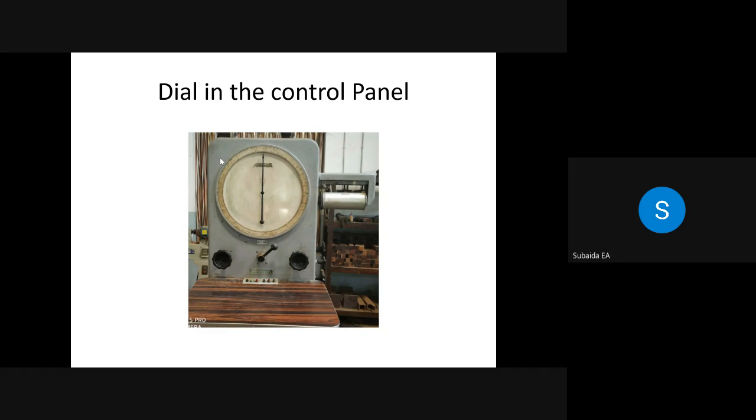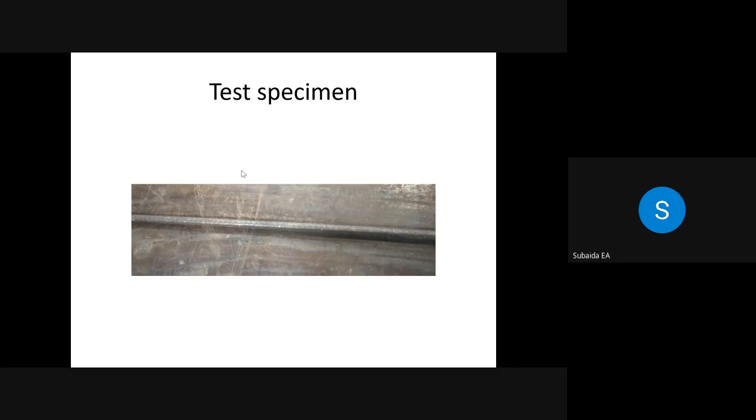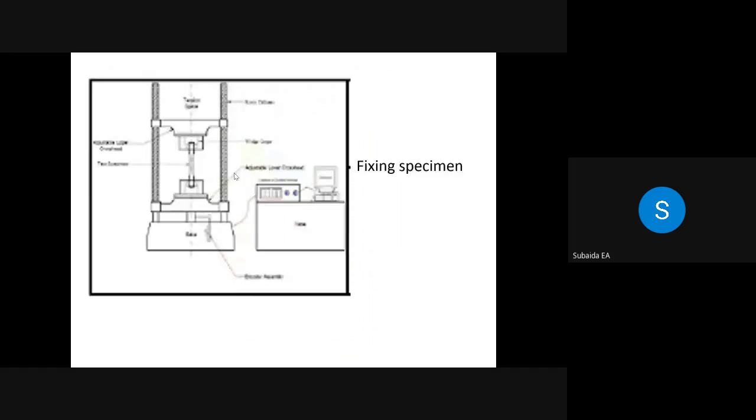The value of extension and the corresponding load is required for calculating the modulus of elasticity. That is required only up to the proportional limit. Beyond that, we will remove the extensometer, then allow the specimen to fail. We will take the maximum load as well as the breaking load. These are the measurements that we are taking. This is the way in which we are noting down the load 200, 400.